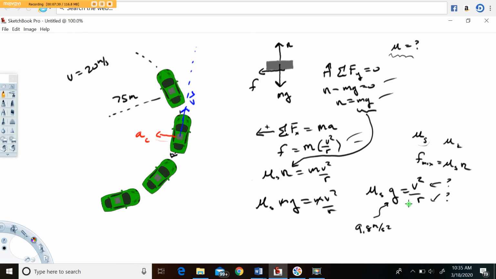So I hope that this video demonstrates how to analyze circular motion using free bodies and Newton's second law equations.